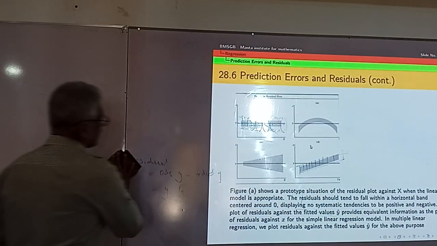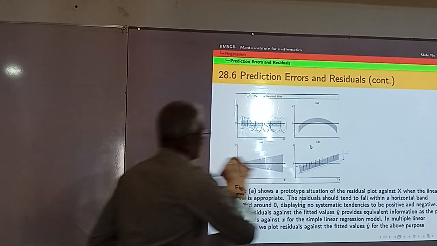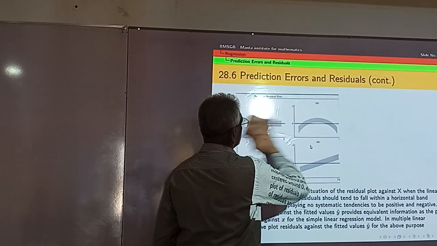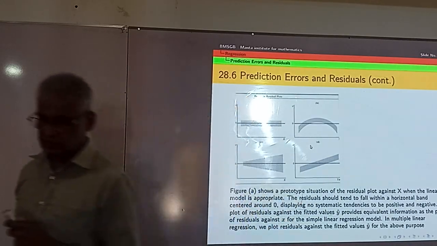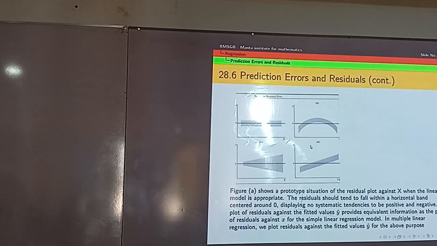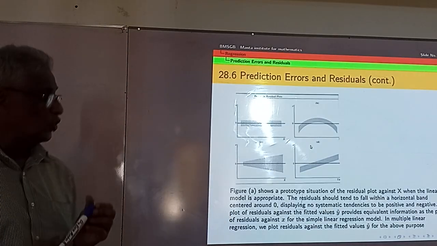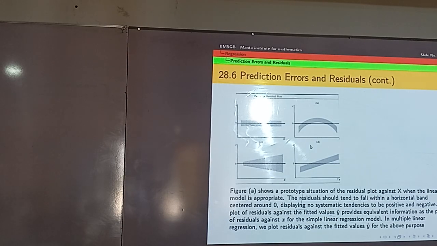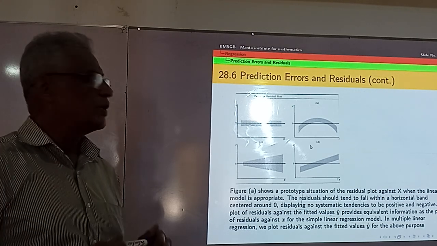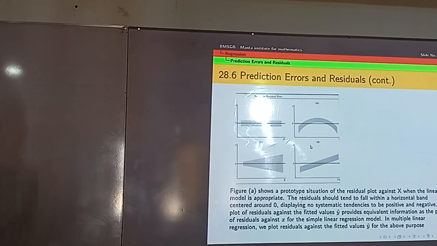So like that we can check the reasonability of the assumptions. There are some tests for normality. So we can check if the y values for given x's are normal, then the residuals have to be normal also. So we can check whether they are normally distributed also.